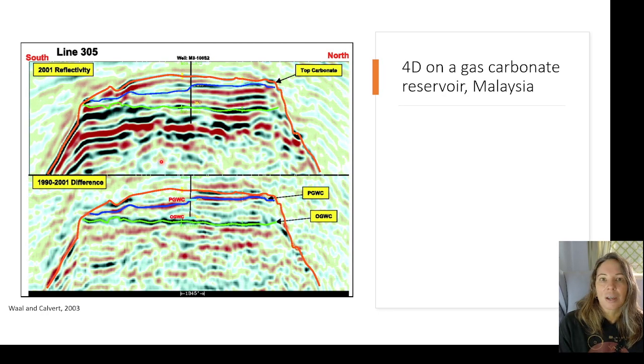Here's another case of a gas carbonate reservoir in Malaysia. And what's really neat about this is they actually performed 4D, so time-lapse seismic data on this reservoir. And I'll have a lecture about time-lapse later on. But time-lapse is where you take a seismic survey at one point in time. There's some sort of production, hydrocarbon production. You can even do these for carbon capture.